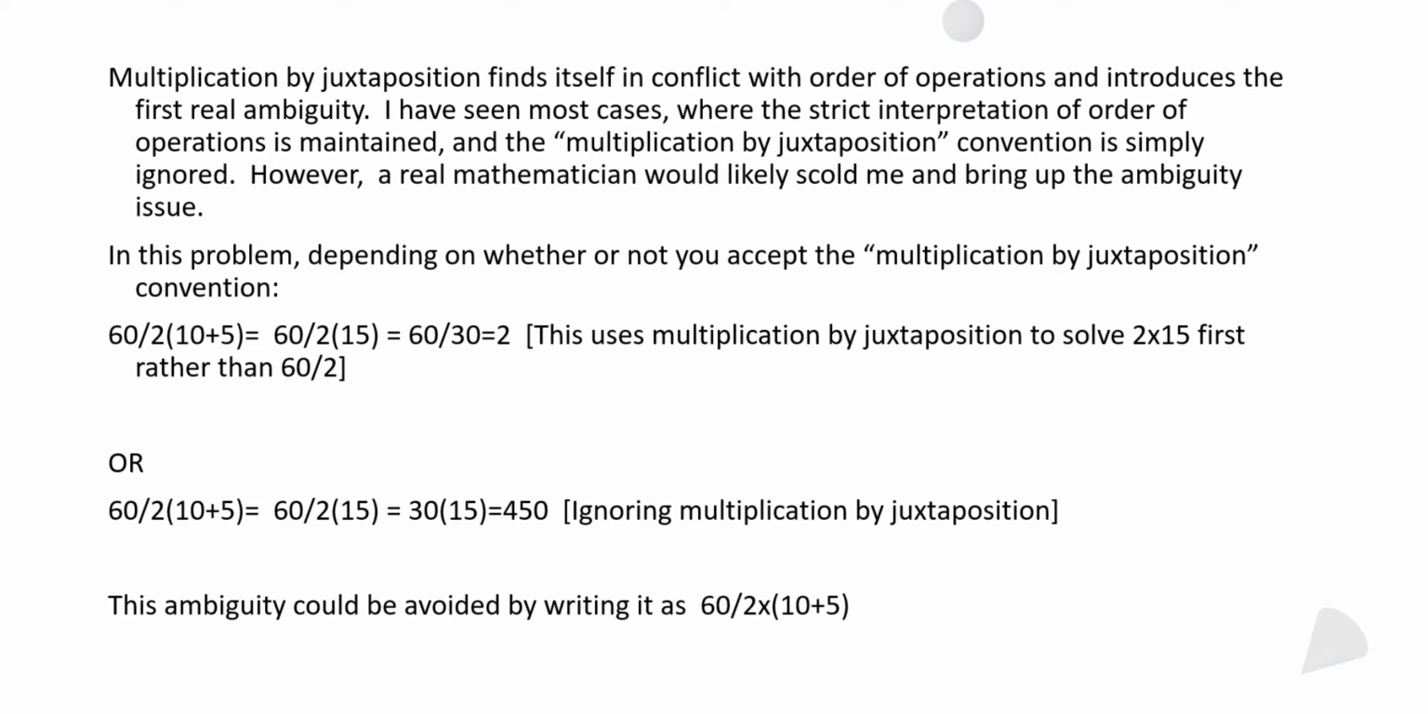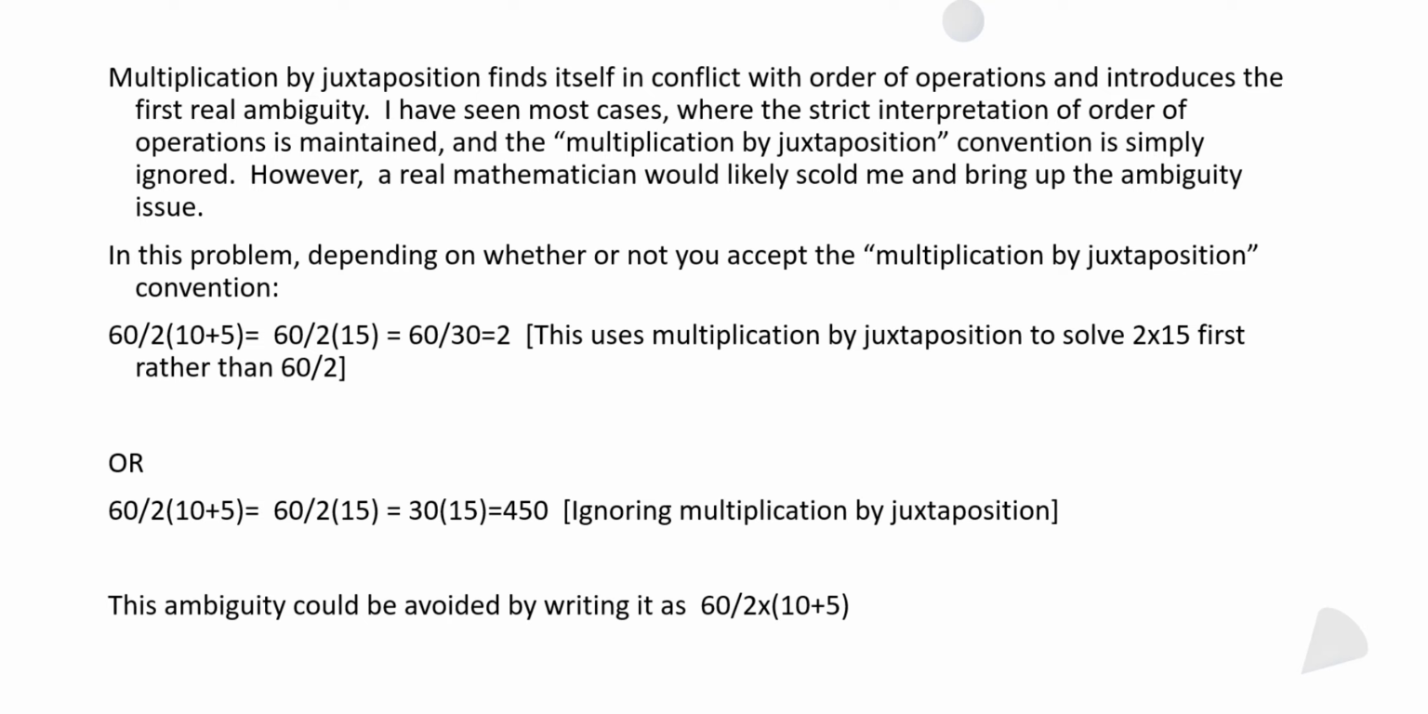Of a lot of these different puzzles I put on my channel, this is probably the first one that's popped up where we do have some real ambiguity. I've seen most cases where the strict interpretation of order of operations is maintained and the multiplication by juxtaposition convention is just simply ignored. However, a real mathematician would likely scold me and bring up the ambiguity issue. And they do, I mean, they bring up a good point. You know, we want everything to be black and white, yes or no, binary, 0 or 1, either right or wrong. But yeah, mathematicians are going to bring this up.